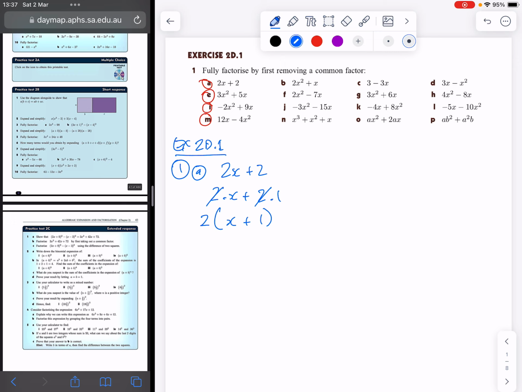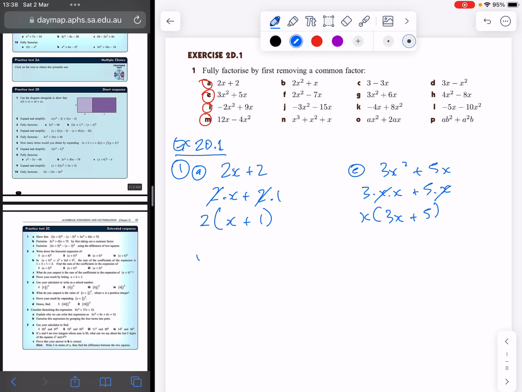E, 3x squared plus 5x. Factor form. The only thing common here is x, so we're getting rid of an x in each of the terms. x goes on the outside: x(3x plus 5).